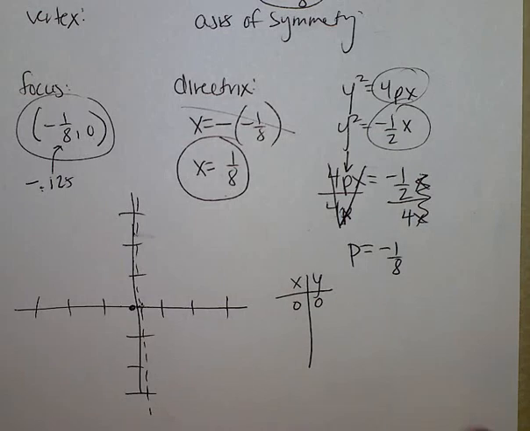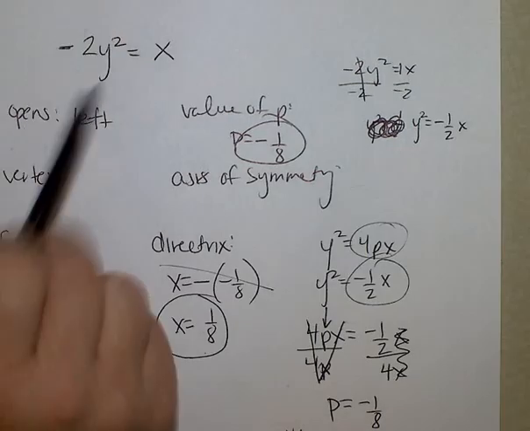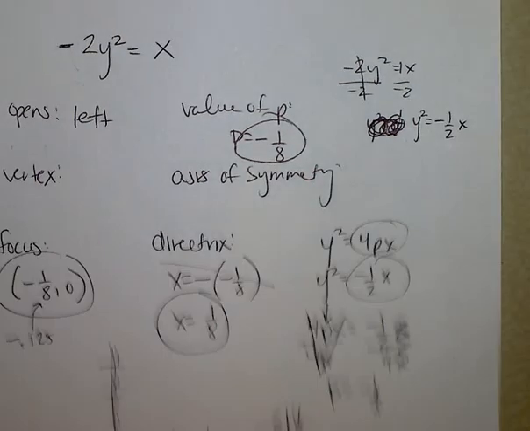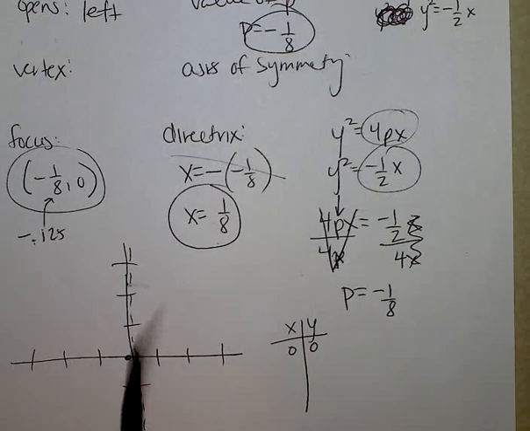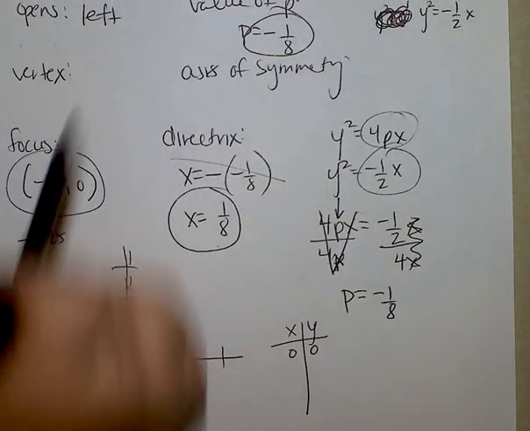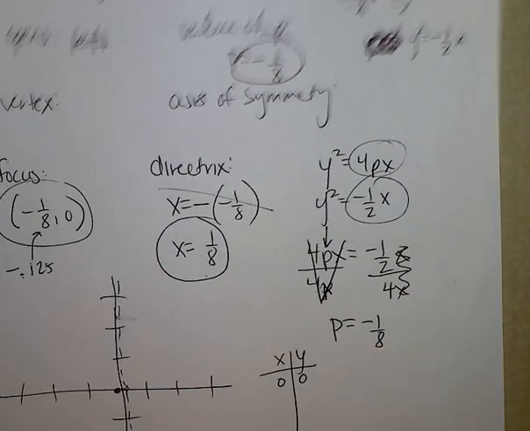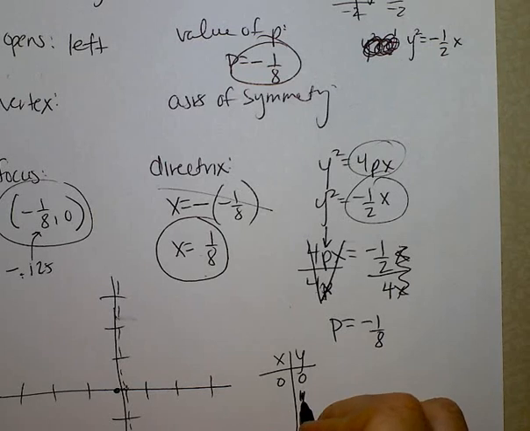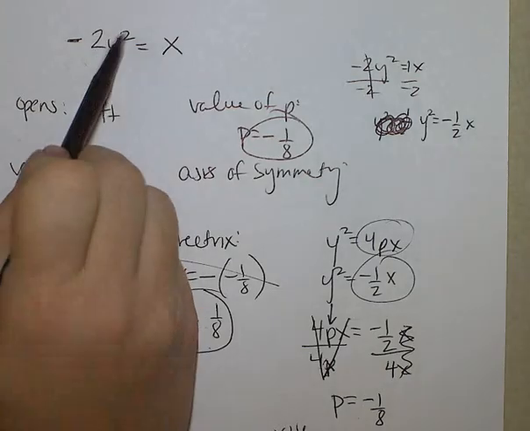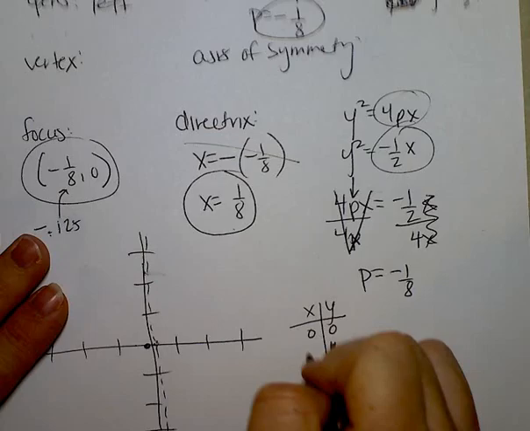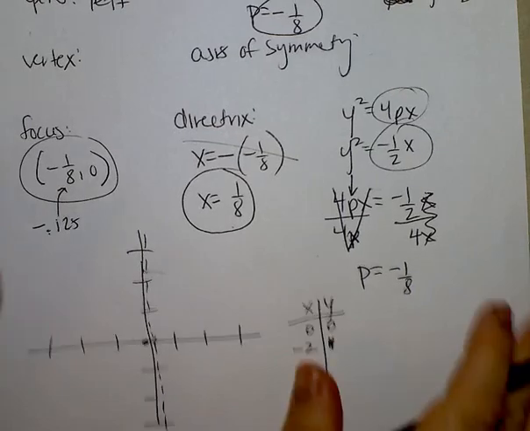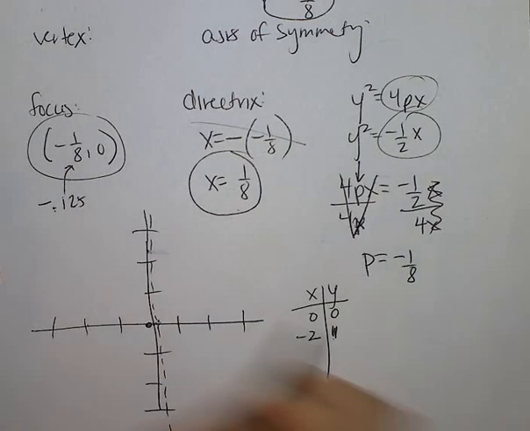I'm going to come back up to my original equation. I'm going to look at this section right here. Since there's no fractions involved, let's go with 1. If I plug in 1, 1 squared is 1. 1 times -2 is -2. So go over -2 and go up 1.